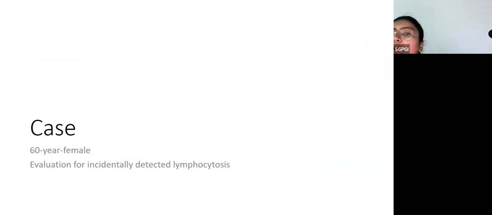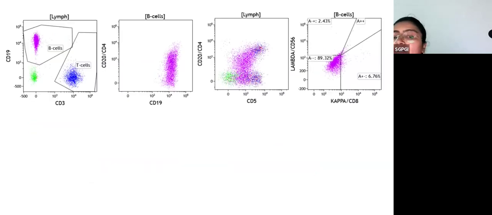Now with that, I'm showing you one more case which was evaluated for incidentally detected lymphocytosis. If you have a look at it, you have your B-cell population nicely sitting here. What about 20? Would you call this 20 positive or not? Dim positive, heterogeneous positive, okay? Heterogeneous, it ranges from negative to dim. Okay, so what about CD5 on the B cells? It is dim positive, right? So it is 5 positive. And when you look at kappa and lambda, it again does not appear to be working, right?